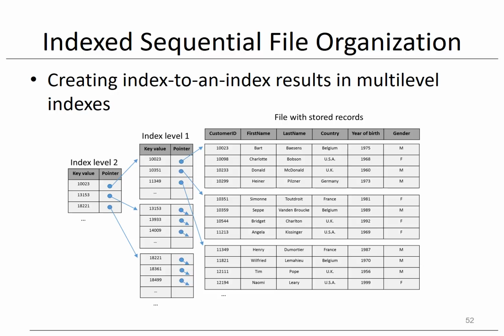Creating an index to an index results in multi-level indexes. In practice, many index levels may occur. We illustrate a case with 2 index levels in this figure. Each index is searched according to a binary search, yielding a pointer to the appropriate block in the lower level index. The lowest level index yields a pointer to the appropriate block in the data file.